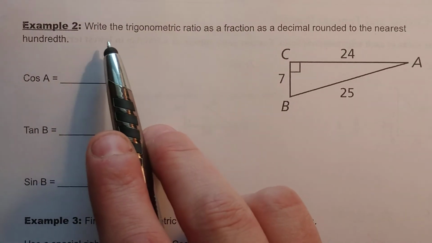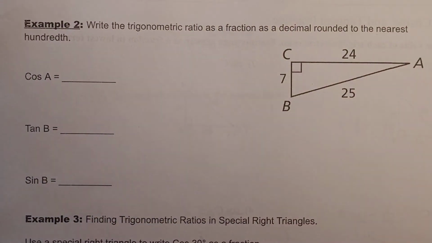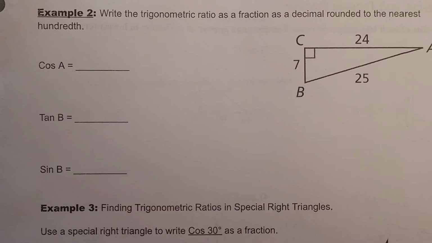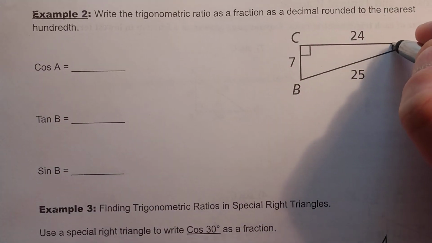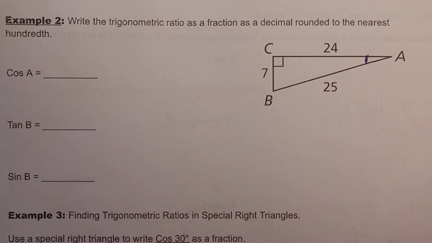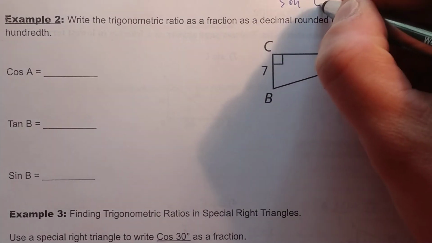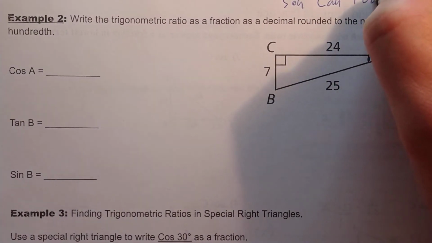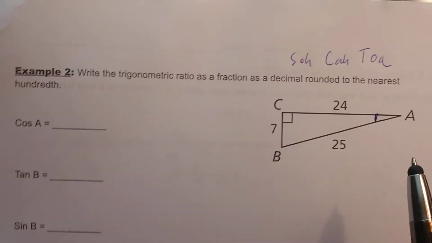So write the trigonometric ratio as a fraction as a decimal rounded to the nearest hundredth. So as a fraction, and then just recognize that it can be written as a decimal. So if we're looking for the cosine of A, we're gonna go here. Remember, the capital A stands for the angle, and remember SOHCAHTOA.